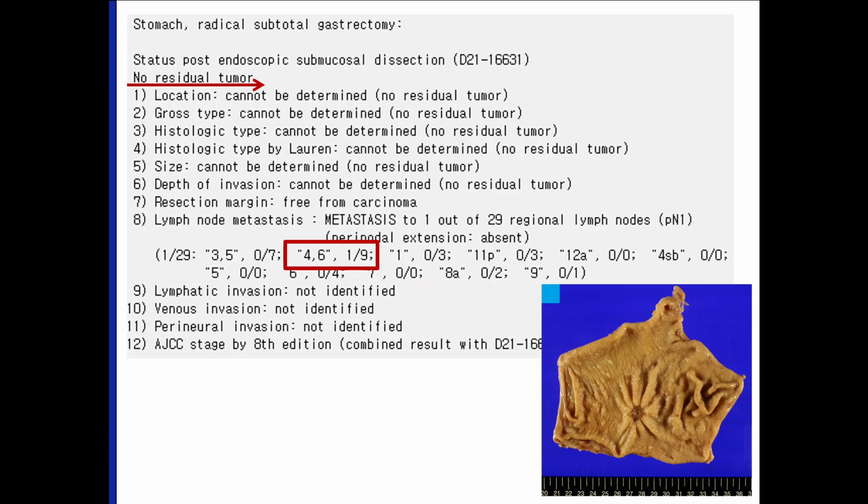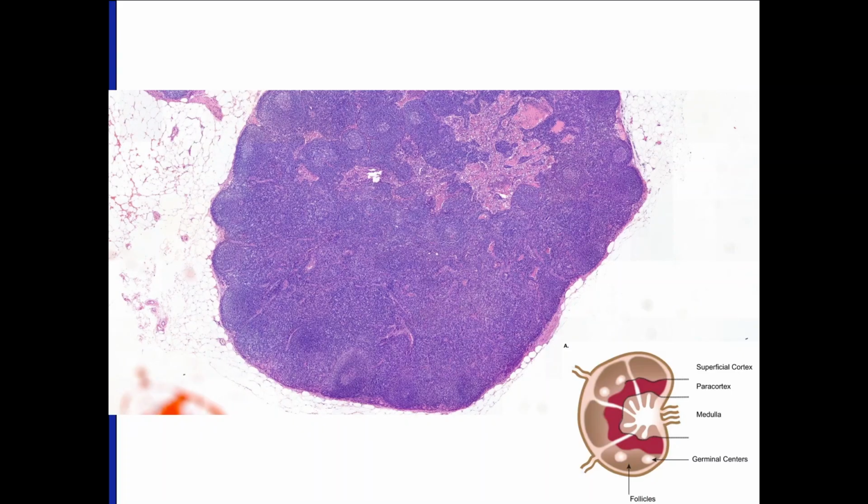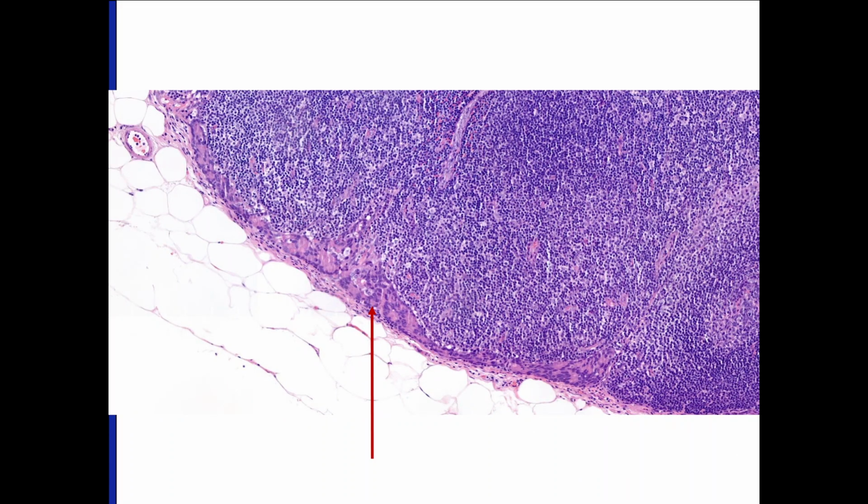In the subtotal gastrectomy specimen, there was no local residual tumor, but there was a lymph node involvement in the greater curvature lymph node stations. In this low power image, it is difficult to find lymph node involvement. However, in the close-up, you can find malignant cells in the subcapsular sinusoidal space.